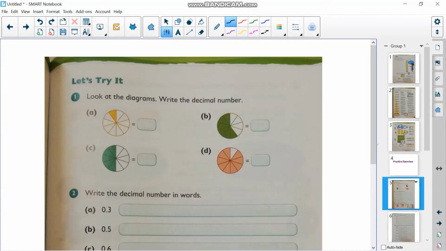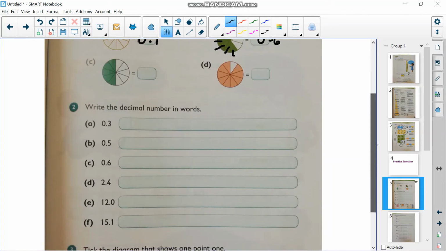Now let's answer the practice exercises in your student's book and in your workbooks. Let's start with the student book. Number 1, look at the diagrams. Write the decimal number. Letter A. As you can see, there is only one part colored, so that is 1 out of 10, or we write it as 0.1. Letter B. How many parts are colored? We have 1, 2, 3, 4, 5, 6. So that is 6 out of 10, or we can write that as 0.6. So you have to do the same with C and D.